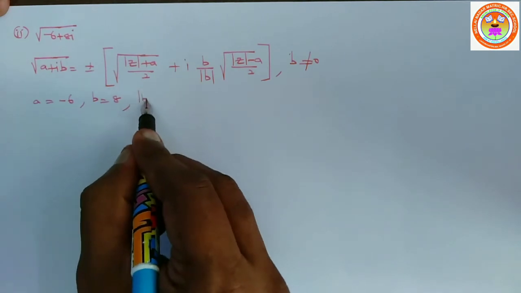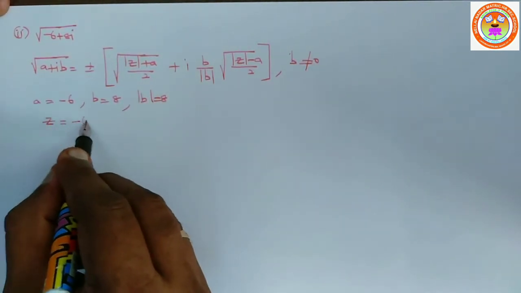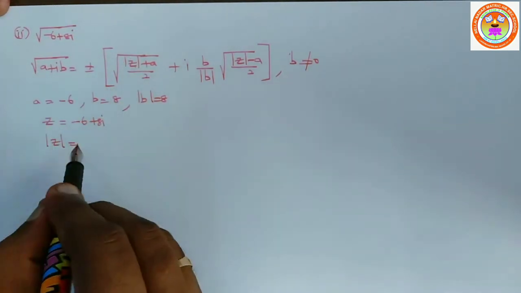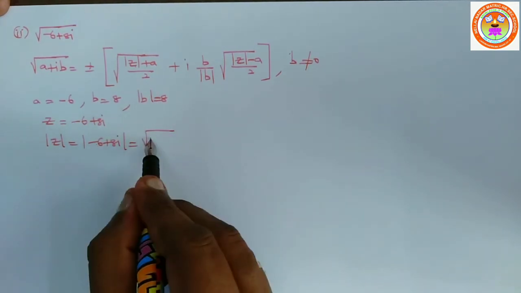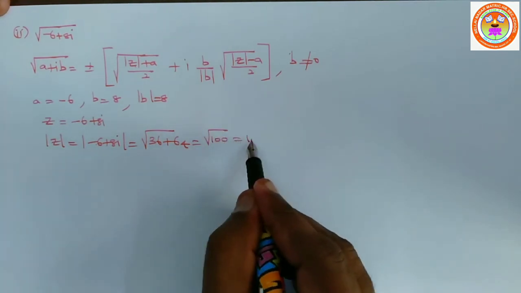Next I need modulus of b. Modulus of b is also 8. Next z is minus 6 plus 8i, so I need modulus of z. Modulus of minus 6 plus 8i is square root of minus 6 the whole square, 36, plus 8 square, 64, square root of 100, which gives 10.